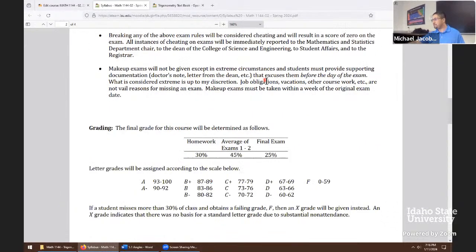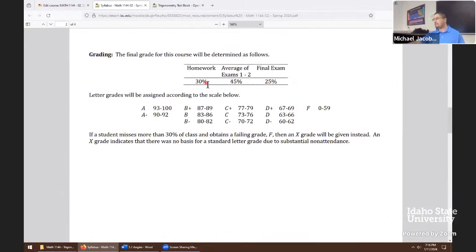Well, beyond examinations, here's the breakdown for grading. Homework is given a lot of influence. In my opinion, that's worthwhile in this class. That's the best way to succeed, is getting in lots and lots of practice on these concepts.